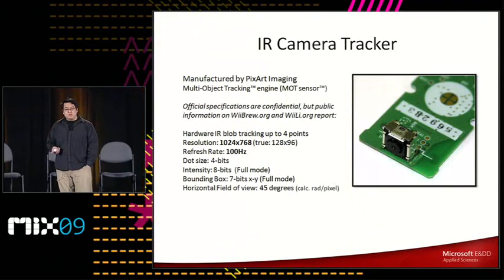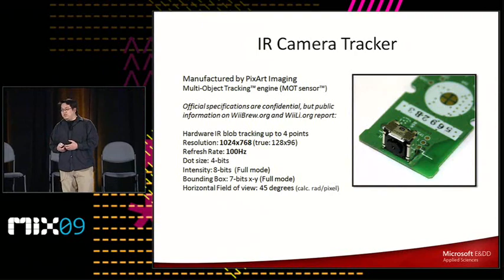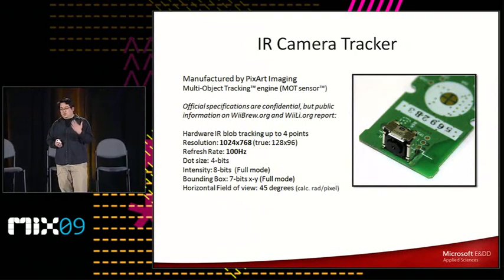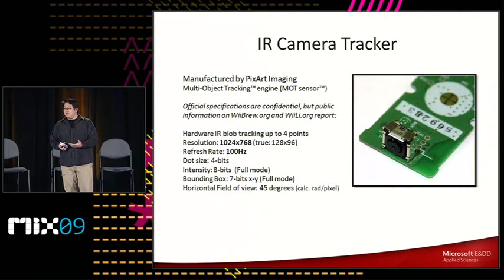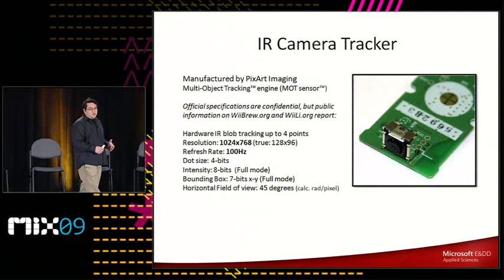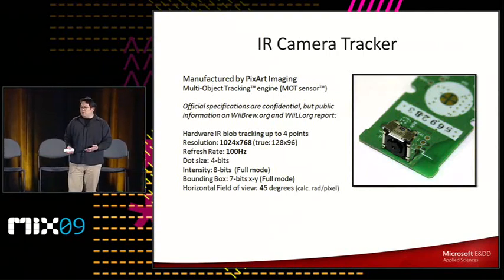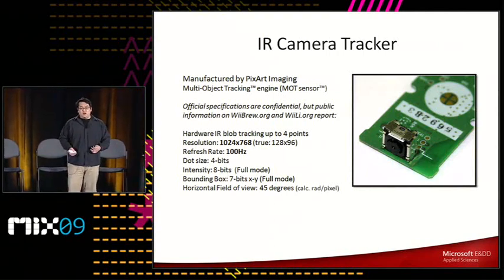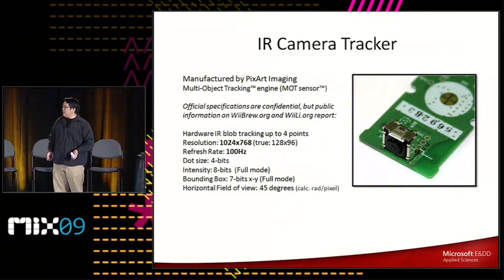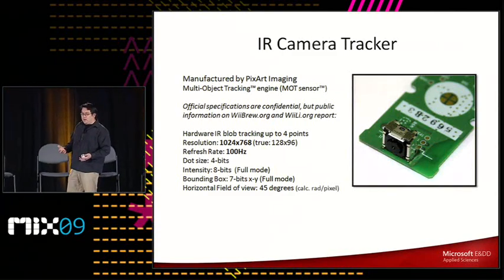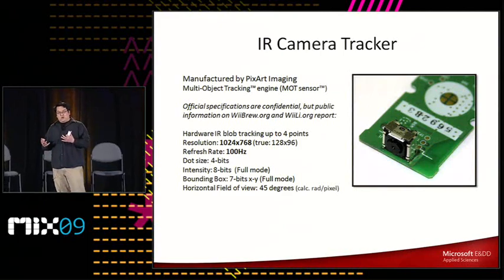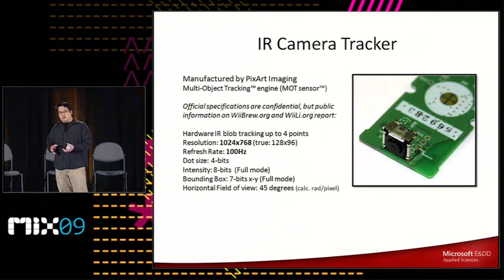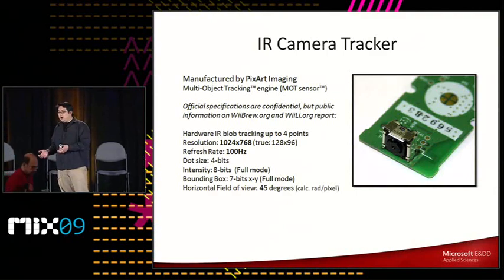What's interesting about it is that it actually has built-in computer vision hardware. So this is a camera that doesn't give you an image, but gives you coordinates of bright dots. It automatically does all the image processing, the blob tracking, as well as the centroid calculation to just tell you coordinate pairs of up to 4 dots. Now, the actual specifications of this camera are confidential, but the open source community and the hobby community have reverse engineered a large part of it, and using the publicly available information on websites like Wiibrew and Wiili.org, it gives you 4-point tracking in hardware at 1024 by 768 resolution at 100 hertz.